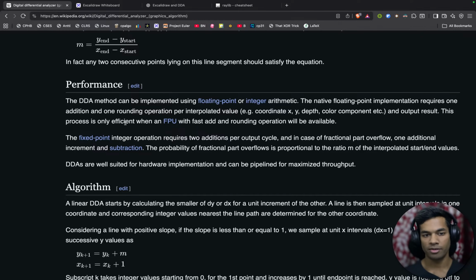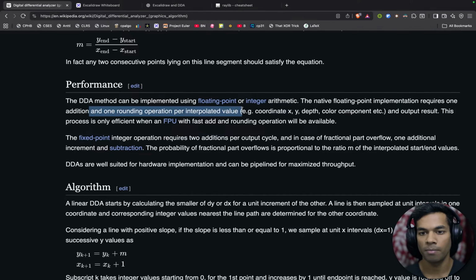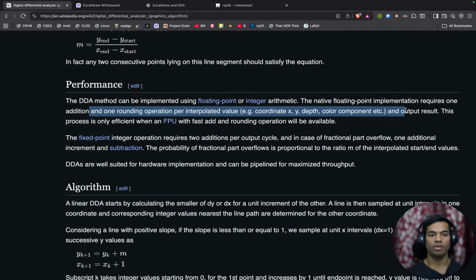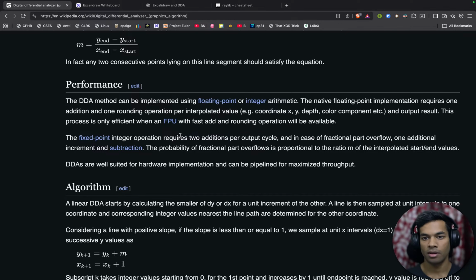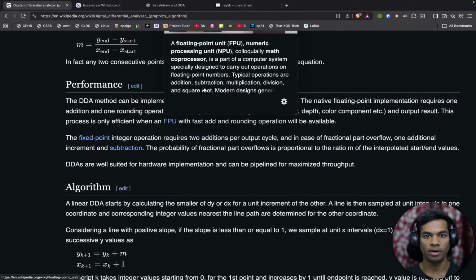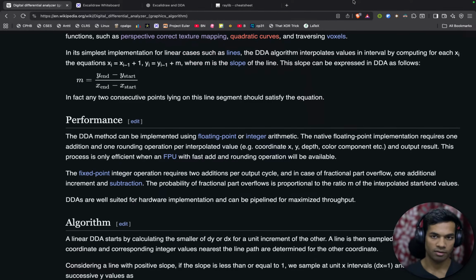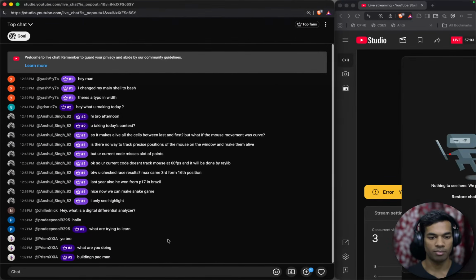The native floating point implementation requires one addition and one rounding operation per interpolated value. One addition and one rounding of value per interpolation. Okay, coordinate x and y, depth, color component, etc. And output result. This process is only efficient when an FPU with fast add and rounding operation will be available. What is FPU? Floating point unit. A little hardware piece, or NPU. Okay, that is nice. I guess modern computers might have FPUs.